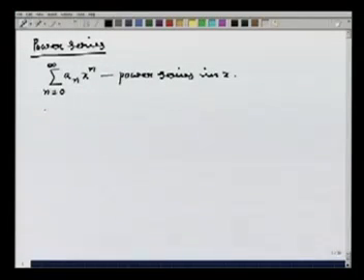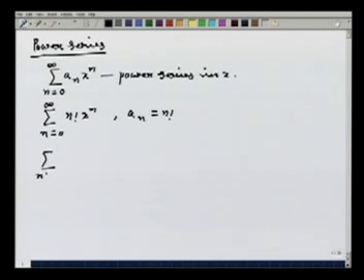So first let us look at this series, summation n from 0 to infinity factorial n times x to the power n. So here a_n is equal to factorial n. So this is a power series in x. Another example would be summation n from 0 to infinity just x to the power n. That is, here a_n equals 1 for all n.